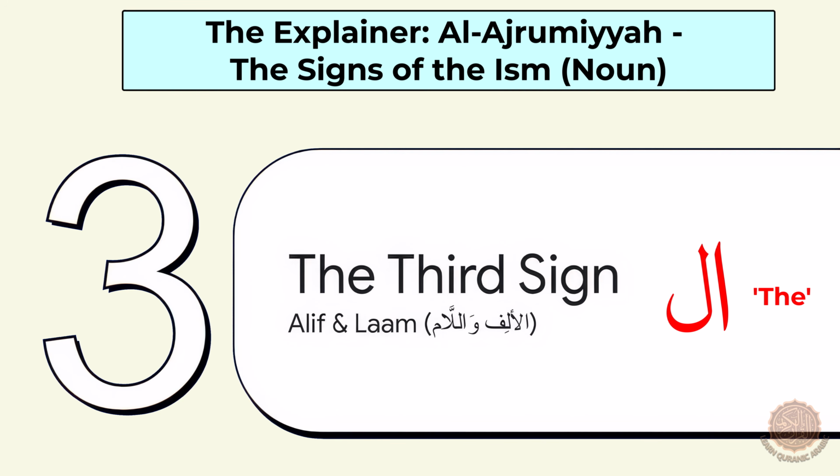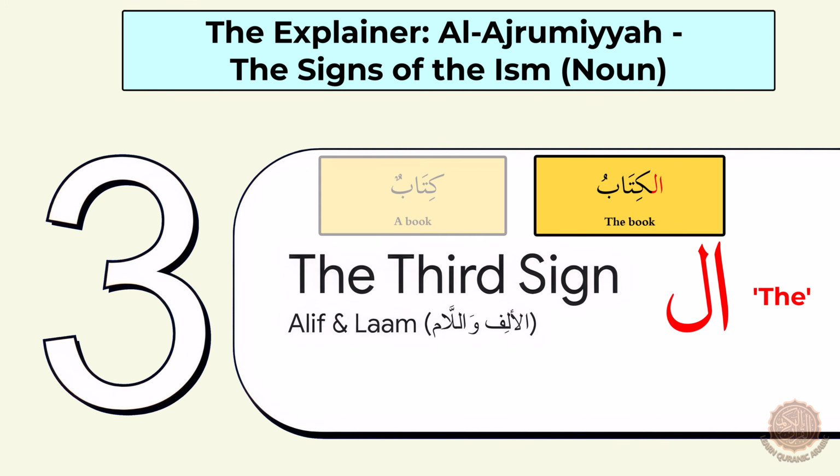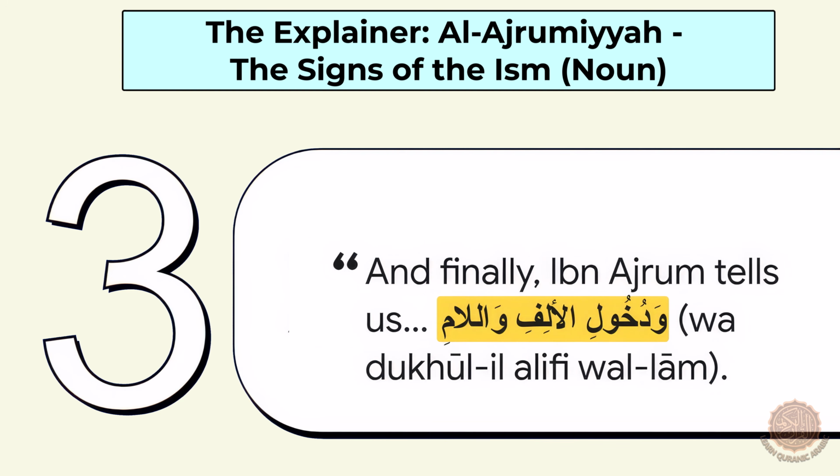And here is a very important rule to remember. Alif-Lam and tanween are enemies. They can never be on the same word at the same time. Why? Because al makes a noun definite, like the book, while tanween makes it indefinite, a book. A word cannot be both definite and indefinite. And so, Ibn Ajrum finishes his list of the main signs of the noun with this third proof. He says, وَدُخُولُ الْأَلِفْ وَاللَّامِ, which means, and the entrance of the alif and the lam.